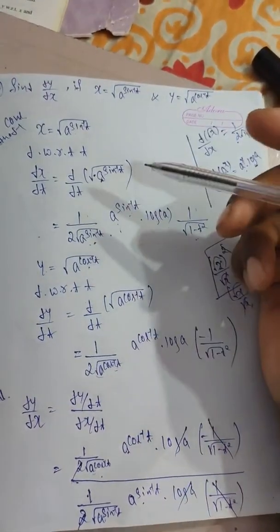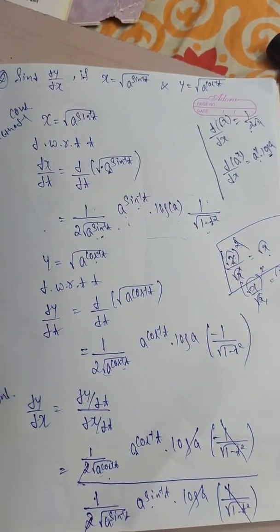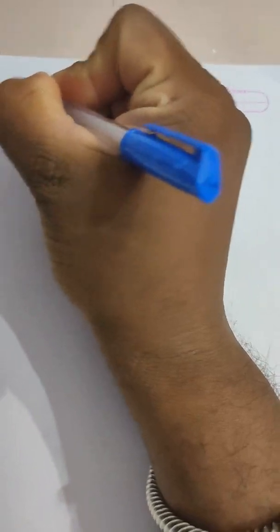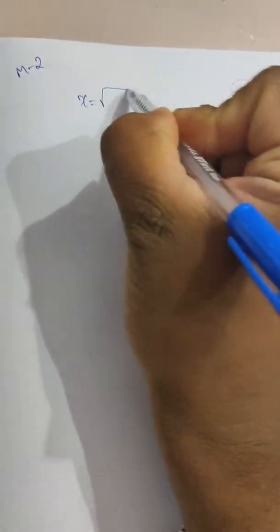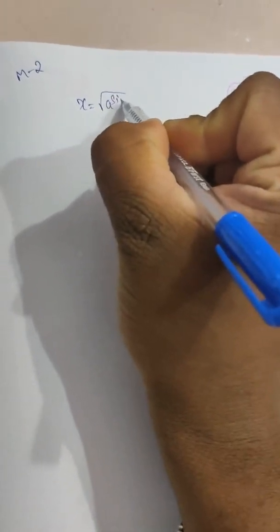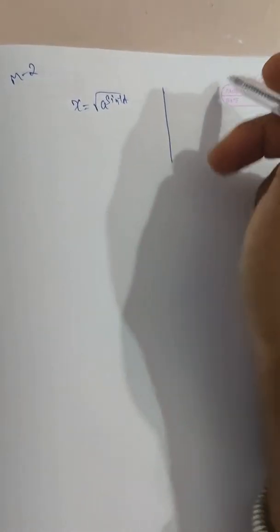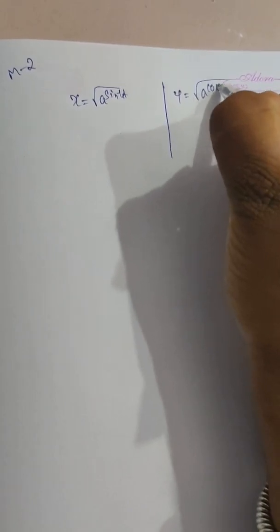So we have 2 methods. Whichever one is easy for you, you can follow that. So we'll go for the next method. Now the same problem we will solve by using method 2. What is method 2? The given problem is x is equal to root of a to the power of sin inverse t and y is equal to root of a to the power of cos inverse t.